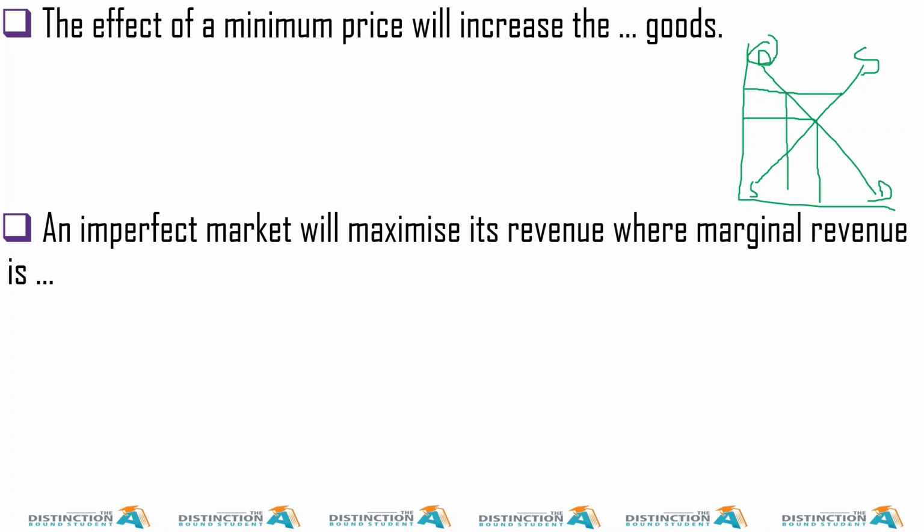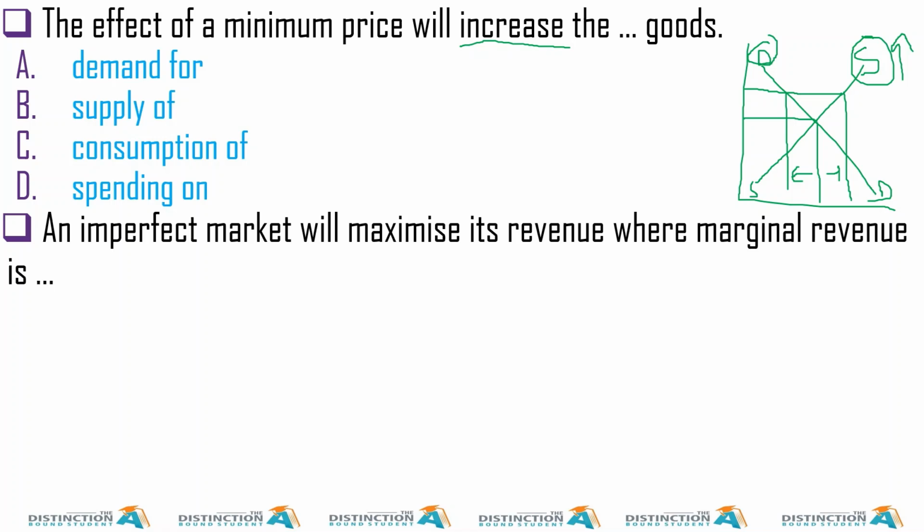Now the question, let's see, if this was the initial output, what happens to demand? Let's look at demand. You see, demand will decrease, but the question is, what happens to supply? Supply will increase. What is the question asking? The effect of a minimum price will increase the dash goods. So what's increasing? The increase is seen on supply. Supply of goods. So the answer will be B.